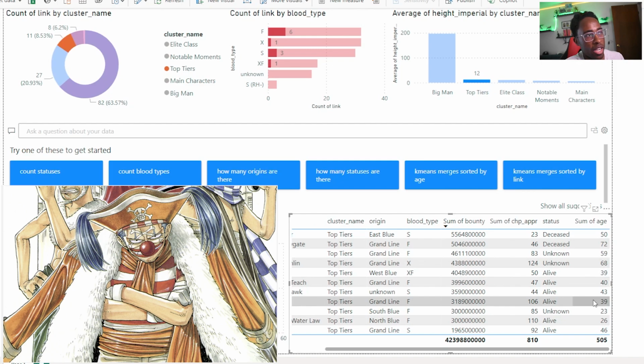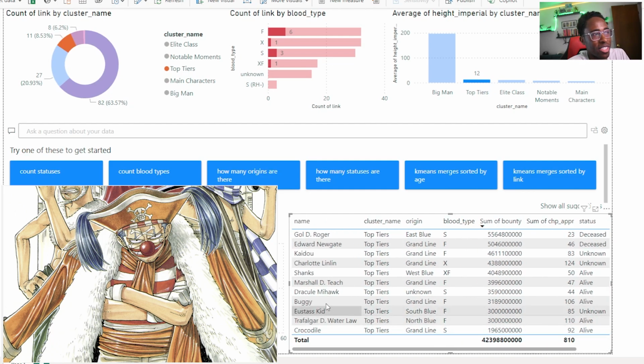He's right around 40, which is Shanks, Mihawk, Blackbeard, Crocodile. They all share that kind of like middle-aged man. He has the high bounty because he's a Yonko, but yeah, he's debatable. But you gotta put him in the top tier. He's a Yonko for a reason. He has the status, so I think it's appropriate.